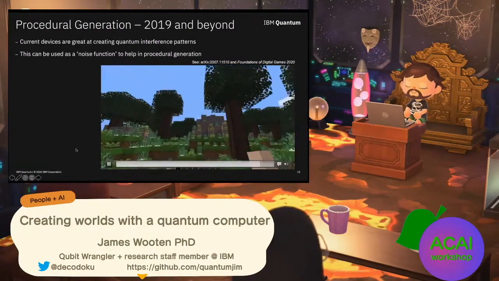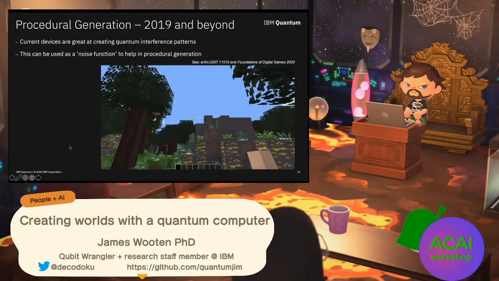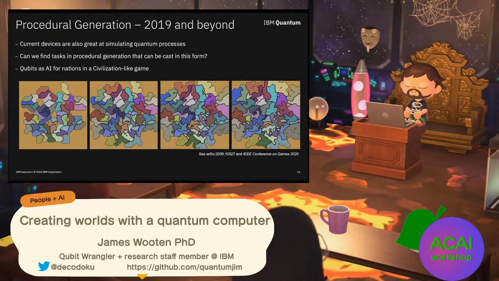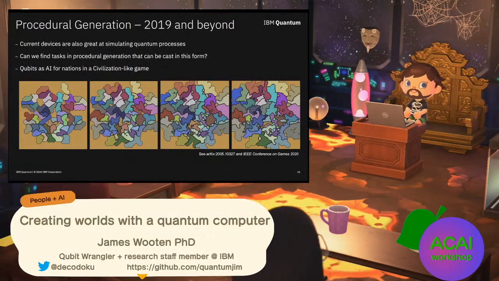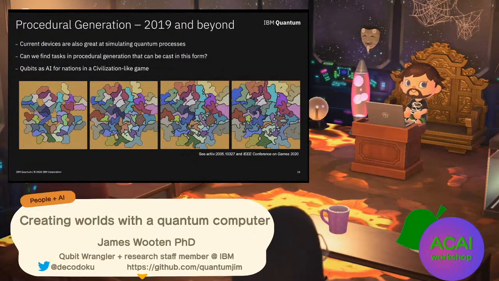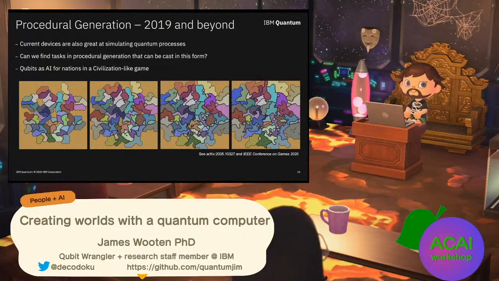Okay. Then the next thing, which is the most AI related thing I've really done, which is another thing that quantum processors are good at doing, is simulating quantum processes. A quantum device that we have, quantum hardware, is a set of particles interacting in a quantum way. And if we can describe something else in that way, then we can use it to simulate that.